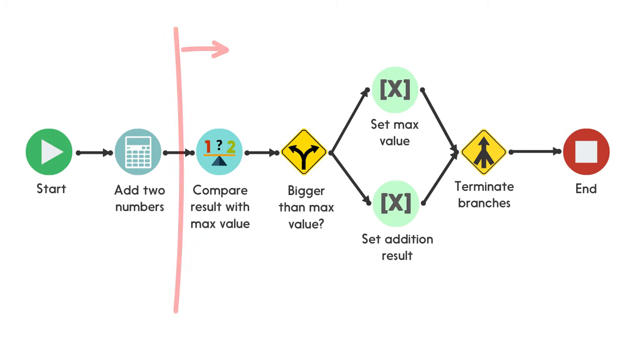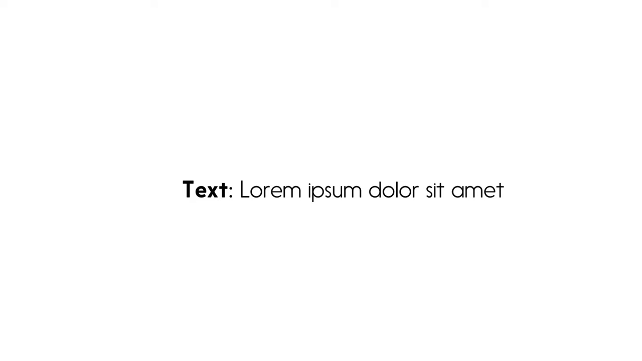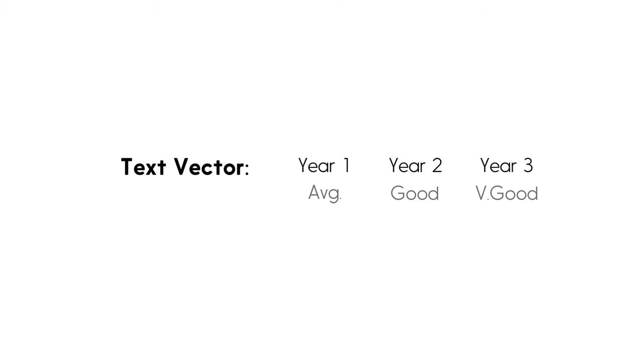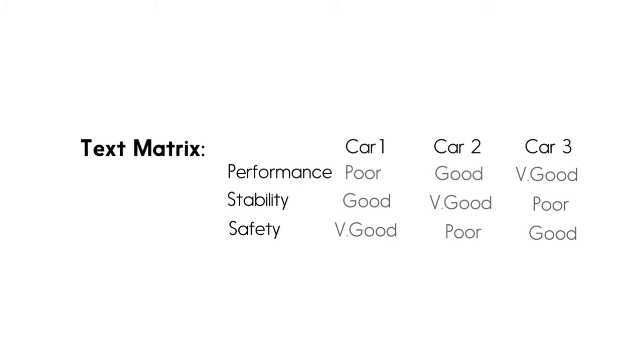Advicenode supports mainly 6 variable types: text, number, flag, number vector, text vector, number matrix, and text matrix. There are other variable types for processing the data resources, but we won't discuss them in this video.